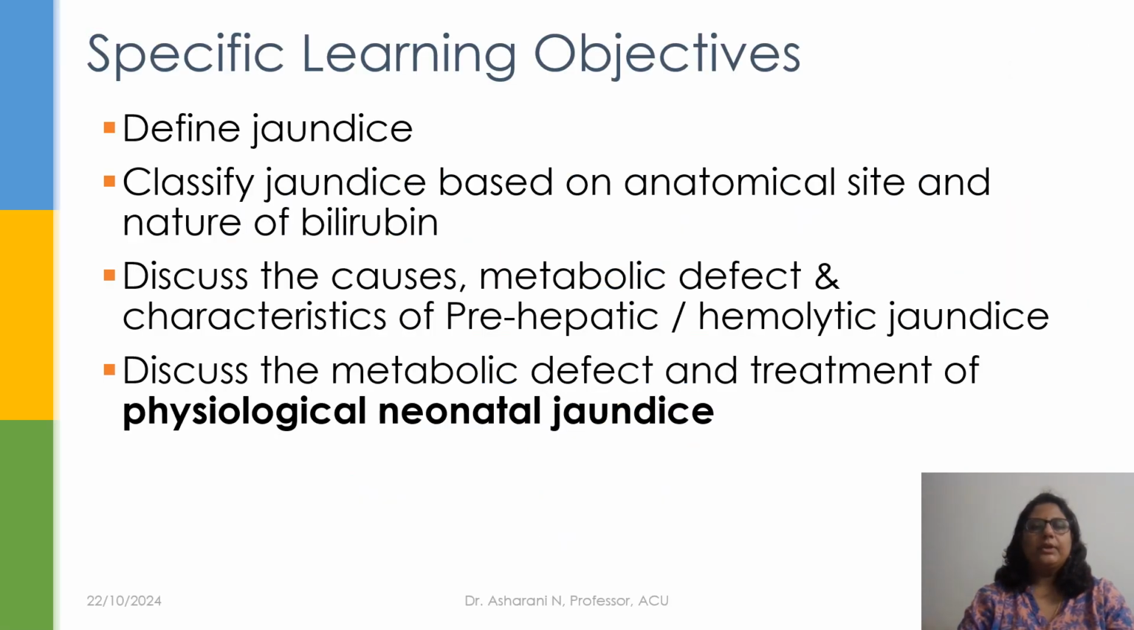The specific learning objectives of this session are the definition of jaundice, classification of jaundice based on anatomical site and nature of bilirubin, and we will be discussing the causes, metabolic defect and characteristics of prehepatic or hemolytic jaundice, with an example taking physiological neonatal jaundice.